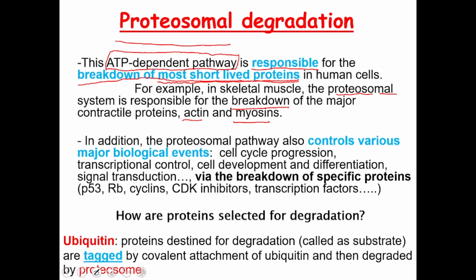Also, because proteasome can break down proteins, it can control many major biological events that are happening in the cell. So proteasome can control how the cell cycle will happen. It can control the transcription. It can control cell development and so on, signal transduction. And how does it control? It can control by breakdown of specific proteins that are involved in the process.